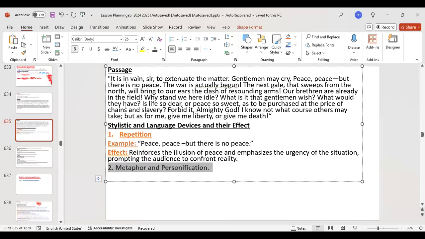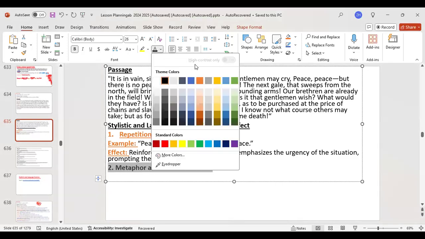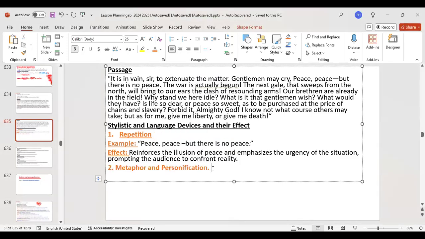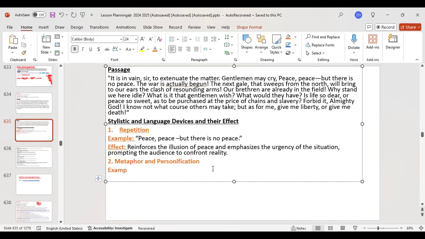"The next gale that sweeps from the north." How is that a metaphor? No, it's like personification. What is being personified? A gale can't sweep. What is a gale? Like wind? Who said that? Jerusalem, very good. Gale is a strong wind, right?